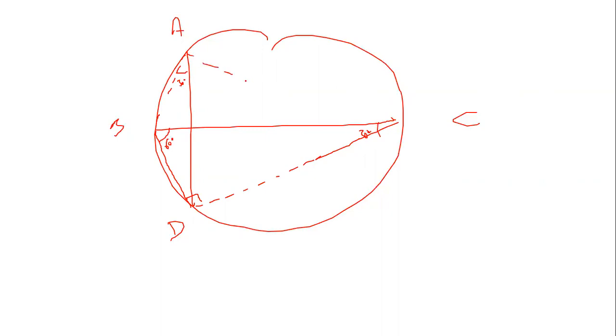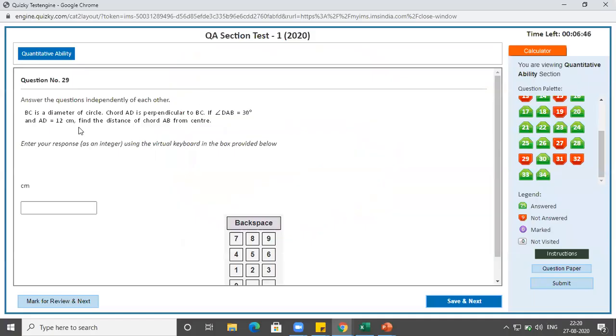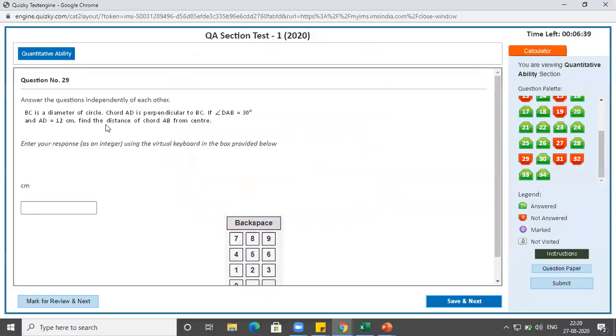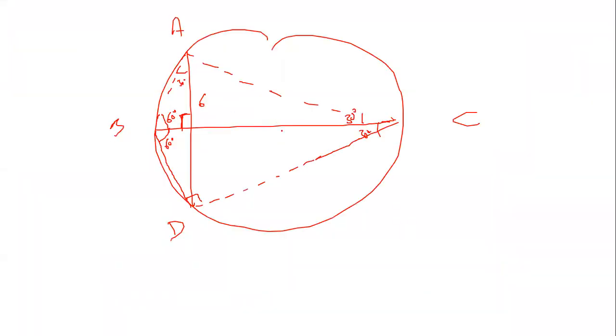Okay. This will be also 30. And this will be, sorry, 60. And this will be 120. So this will be 60. This is perpendicular. Right. आगे क्या था? AD is 12. So this is 6. Okay. 30, 60, 90 का rule बन गया ये. For the distance of chord AB from the center. So this is what I have to find out.